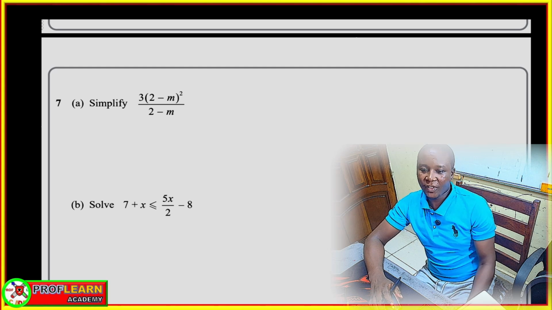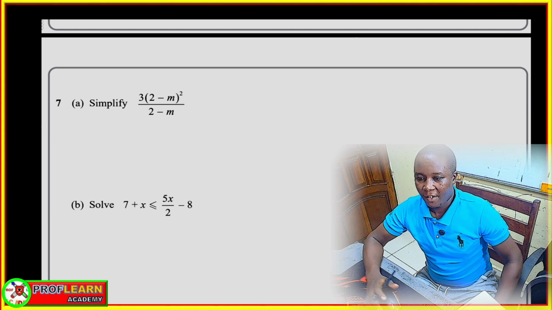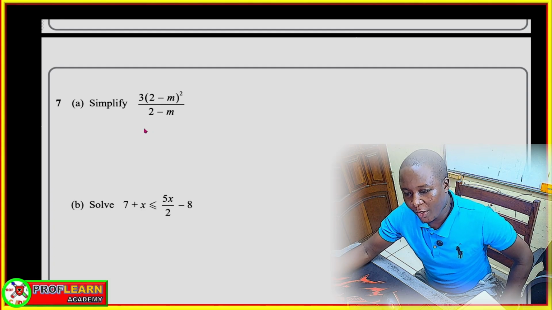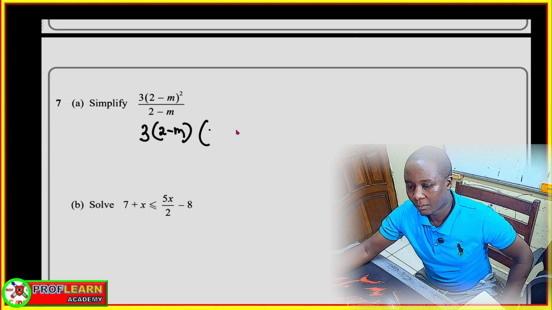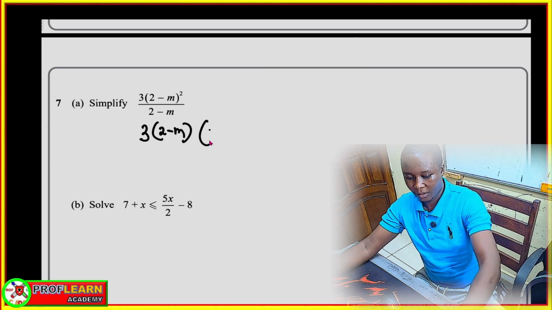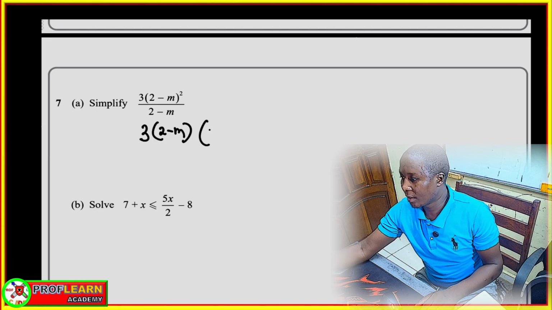In question number 7, you are told to simplify this. We know that 3 into 2 minus m squared means you multiply again by 2 minus m.